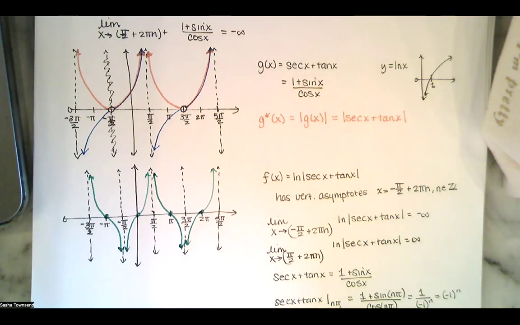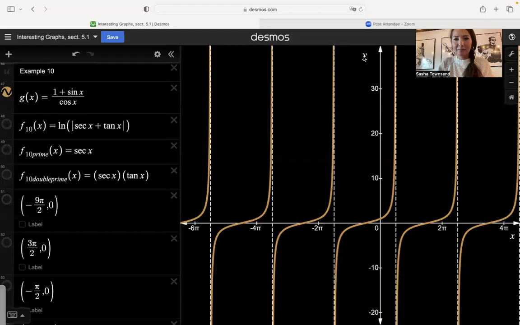Let's look at a graphing calculator and see what that looks like. So this is the graph of g of x equals 1 plus sine of x divided by cosine of x. But Desmos is a little bit misleading. It does not include those removable discontinuities. But we know that the function has removable discontinuities at 3 pi over 2 because the numerator and denominator are both 0 there. So we should have a removable discontinuity here, and then we should have that repeating every 2 pi.